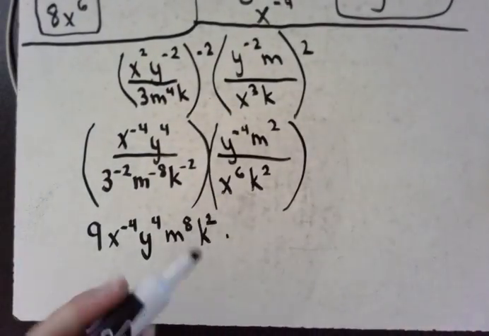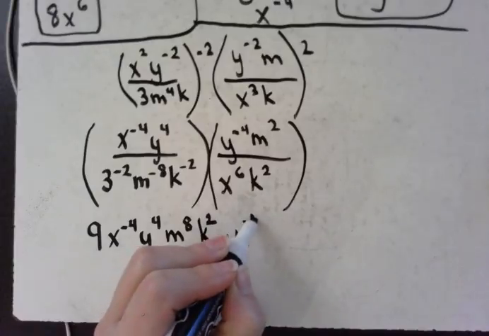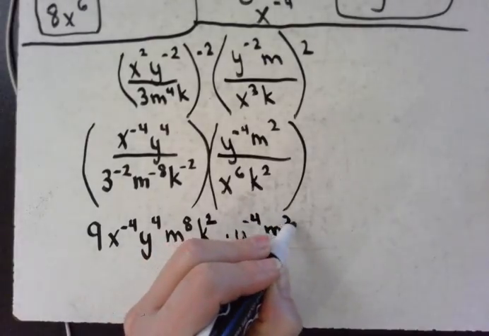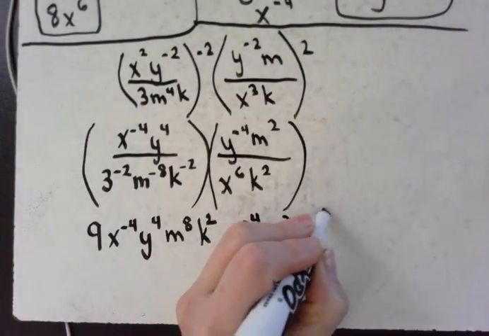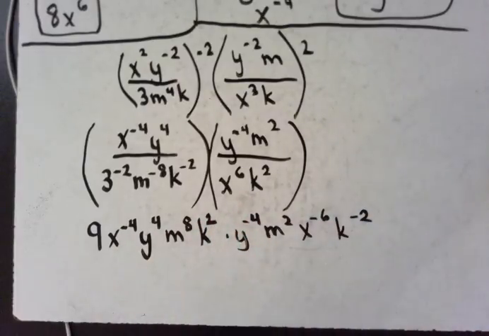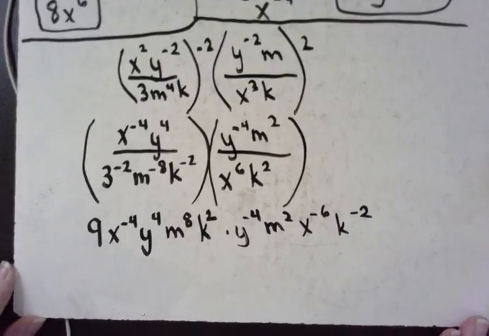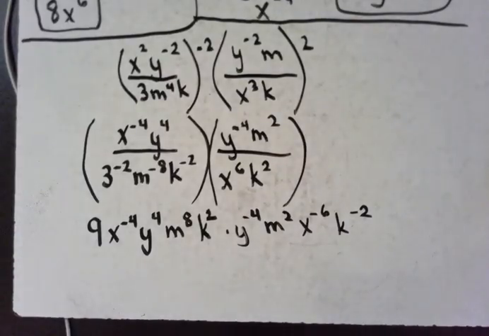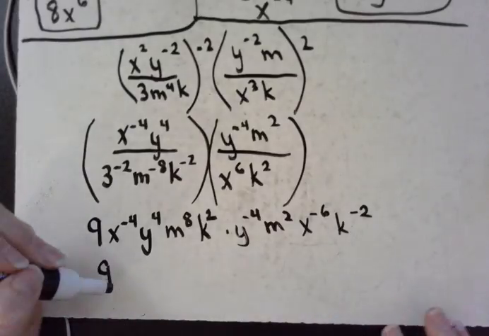So now I have a y to the negative 4th still, m squared, and then x to the minus 6 since I'm moving it up top, and k to the negative 2nd since I move it up top. So now I can just simplify the variables that are the same base by adding the exponents using the product rule. So I still have 9. If I look at my x's, I have x to the minus 4 and x to the minus 6. If I add those together, I get x to the minus 10th.